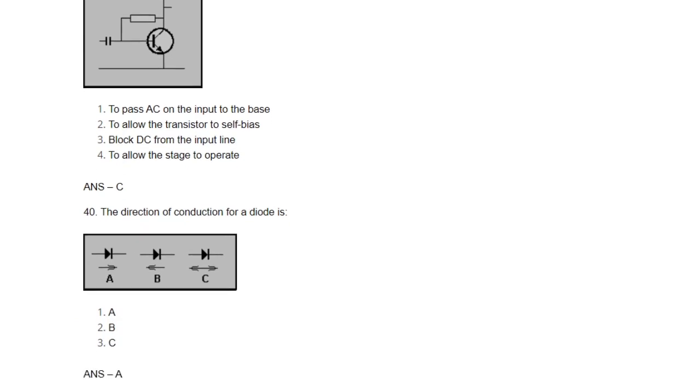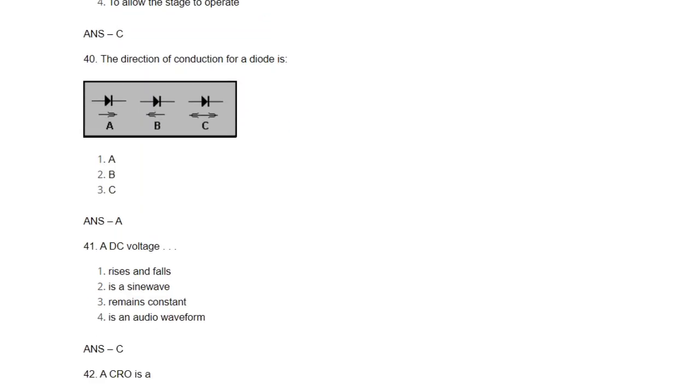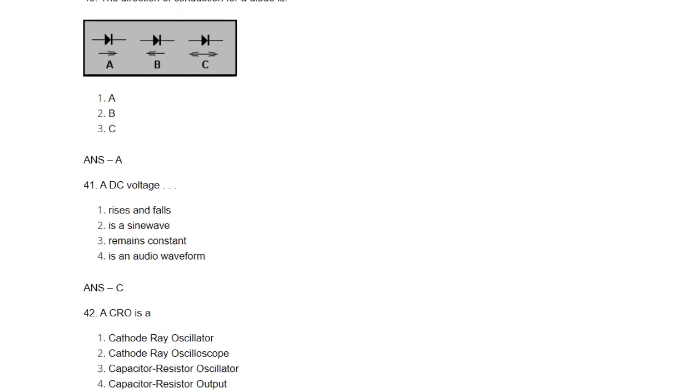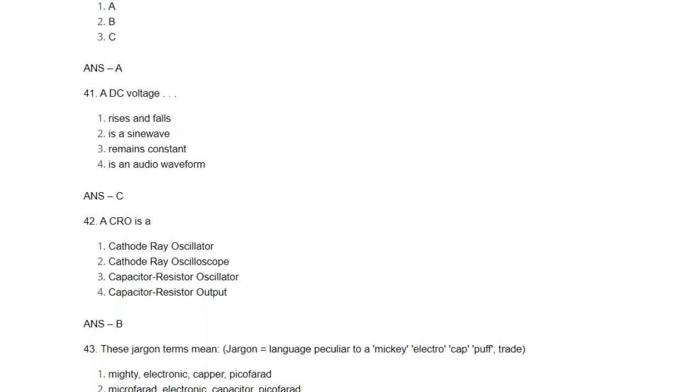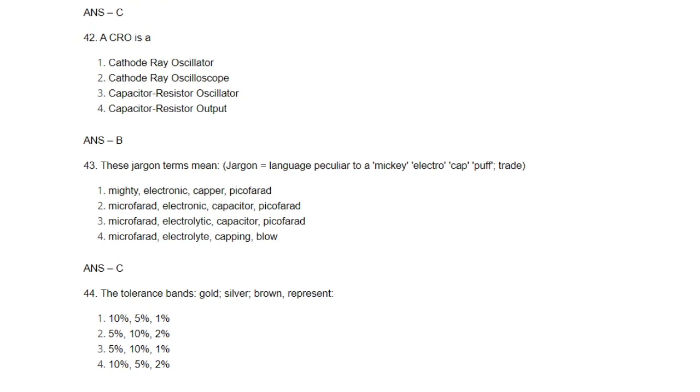The direction of conduction for a diode is A. A DC voltage means it remains constant. A CRO is what? It is cathode ray oscilloscope. Then jargon terms: jargon is language peculiar to a trade, and the answer is microfarad, electrolytic capacitor, picofarad.